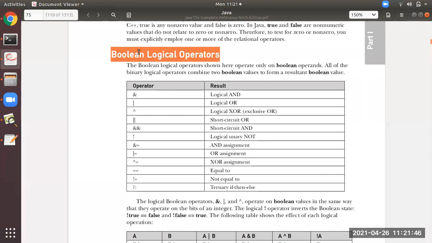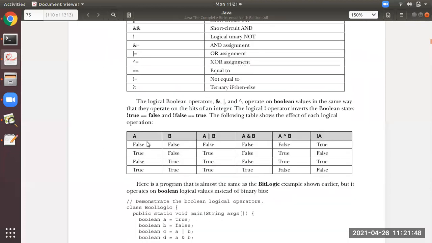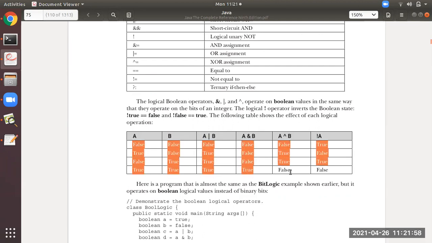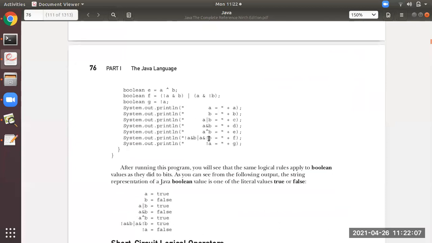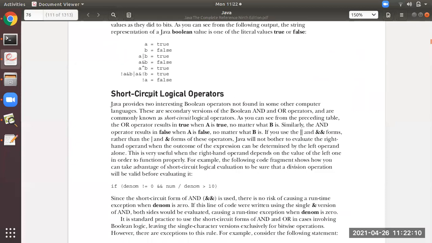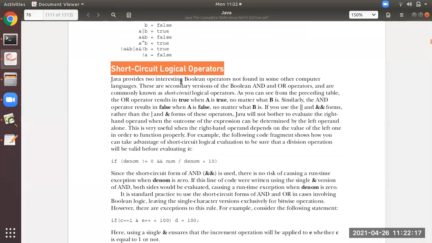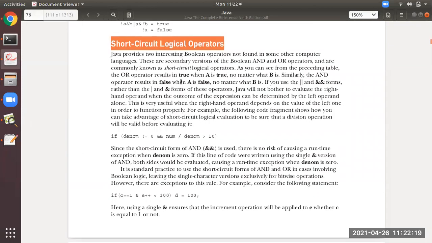The next is Boolean logical operators. Boolean logical operators mean the same thing: or, and, exclusive or, not, but in the form of true and false. Boolean bitwise operators mean in the form of zeros and ones. Same concept over here also. Then next is short circuit logical operators. Students, this is very, very important. Short circuit logical operators.